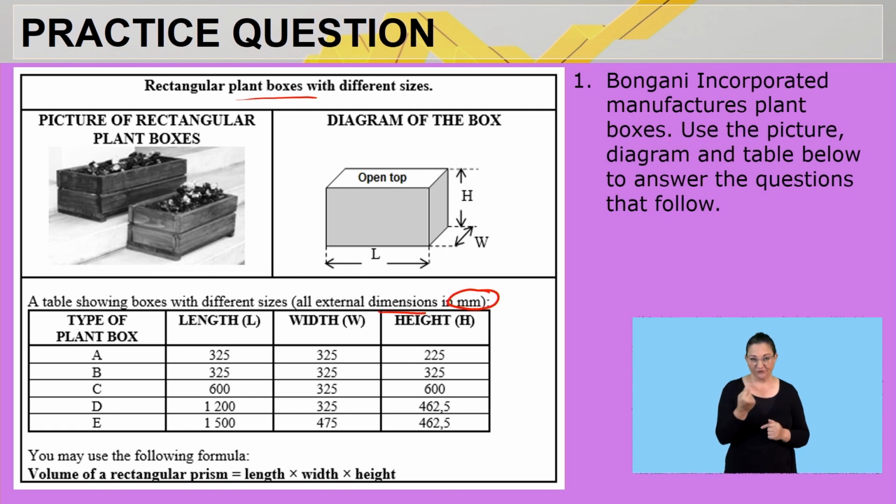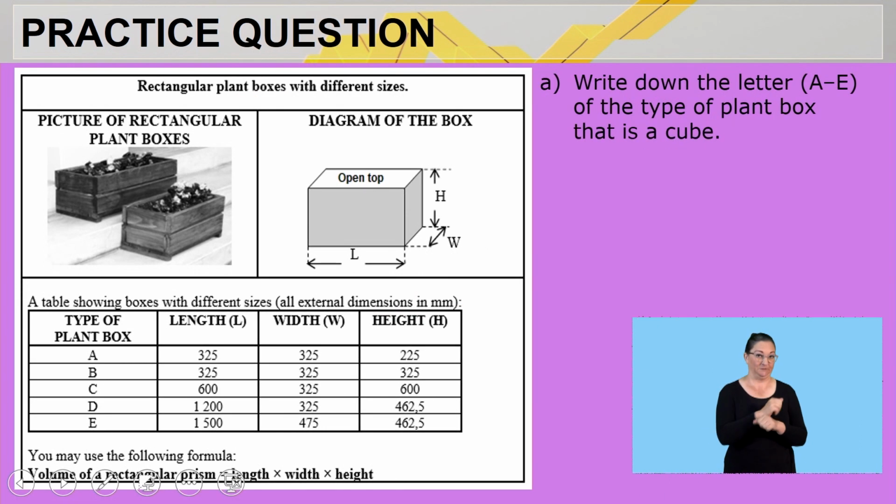Then at the bottom there, I've indicated that we may use the following formula. In order to calculate the volume of a rectangular prism, we take length, we multiply that with the width, multiply that by the height. Okay, let's look at our first question. So question 1a, it says write down the letter A to E of the type of plant box that is a cube. Now let's look at our type of boxes here, A to E.